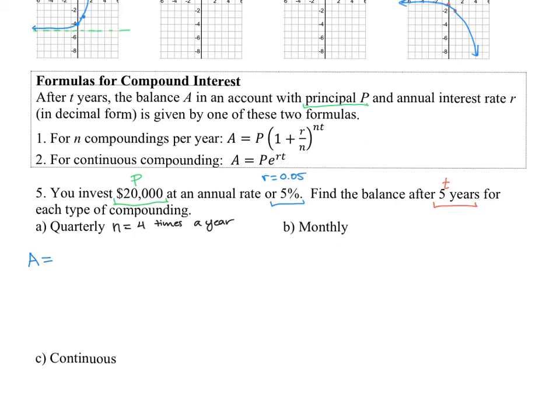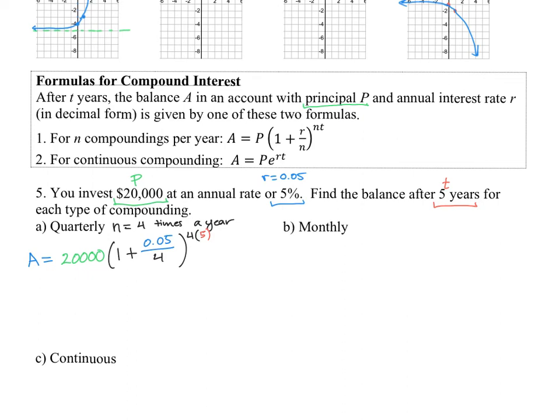It says A equals P. I'm using the first formula because it's n compoundings per year. What is P? P is 20,000. 1 plus, what's r? r is my rate as a decimal, 0.05, over n compoundings a year, so 4, raised to the n times t. What's t? 5 years. So I basically have 20,000 times 1 plus 0.05 over 4, raised to the 20th power.